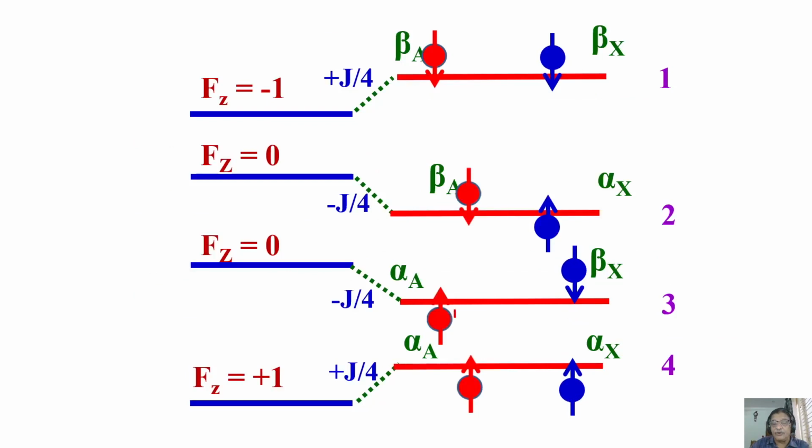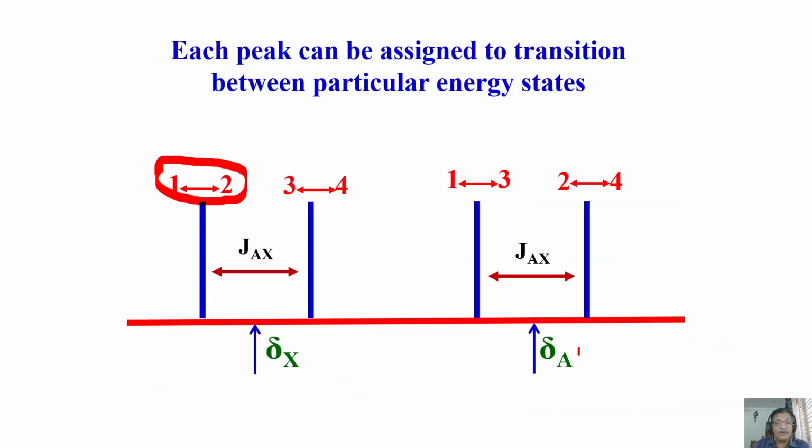What about the 3 to 4 transition? Go back. 3 to 4. Again, alpha X is changing to beta X, but the state of A is not getting changed. Both the spins in this case are A in alpha state. So this is an X transition, but with a lower frequency. Lower energy separation means lower frequency. So this corresponds to transition 3 to 4. The center of this was the chemical shift of X. Now because of splitting, this moved to the right by J by 2, this moved to the left by J by 2. Let us look at A.